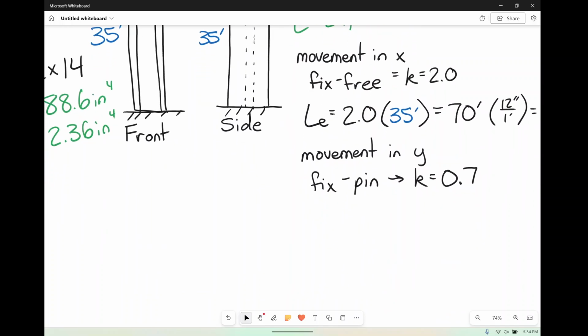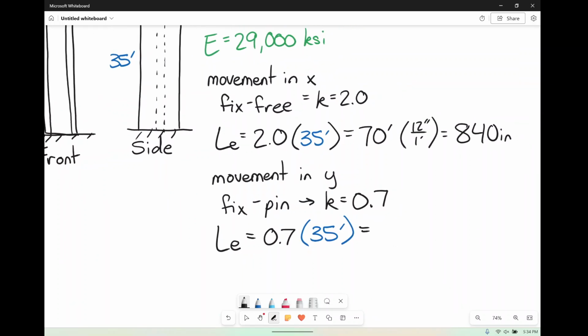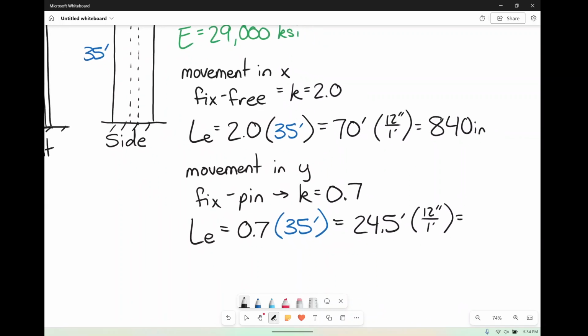Cool. So now what? Calculating LE again for this one, we have a 0.7 for the k, and we have a length of still 35 feet. So obviously he's not as big, right? So obviously we're going to get 24.5 feet. And again, we don't like feet. We're going to turn that into inches. So 24.5 feet turned into inches is 294 inches.